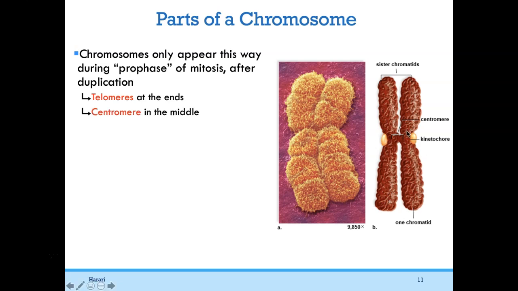The centromere is the region in the middle. So centromere is in the center, telomeres are at the tips. And there are special proteins that are linked at the centromere called kinetochore proteins. So these kinetochore proteins will be very, very important in mitosis because we're going to see that microtubules can grab onto these and pull chromosomes to opposite poles of the cell.